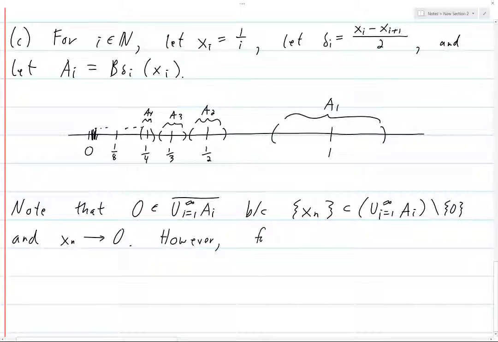However, for each i, the distance between the origin 0 and the set Ai, what is this going to be? It's going to be the distance between 0 and the leftmost point of the interval. It's centered at xi, and it has radius delta i, which is (xi minus xi+1) over 2. So the distance is going to be xi minus delta i. I could write it out more, but all we care about is that this is strictly greater than 0.